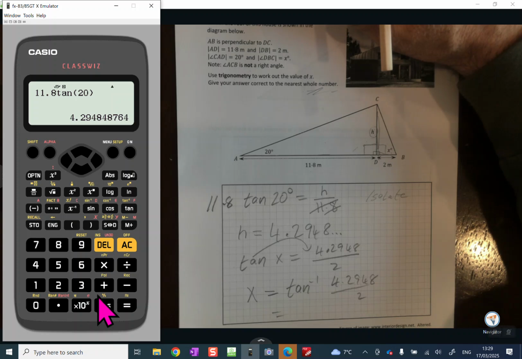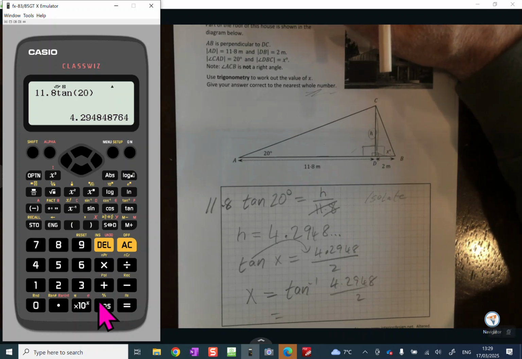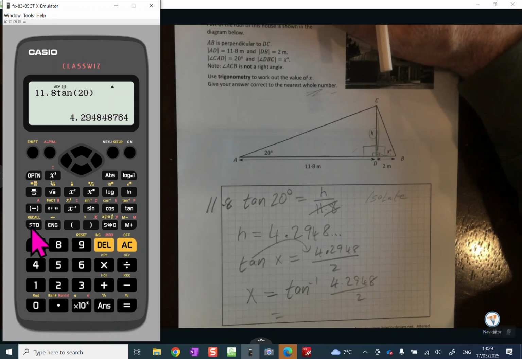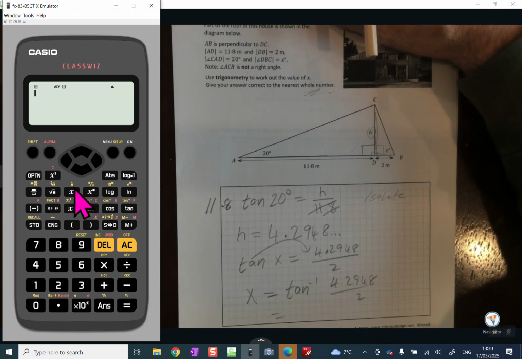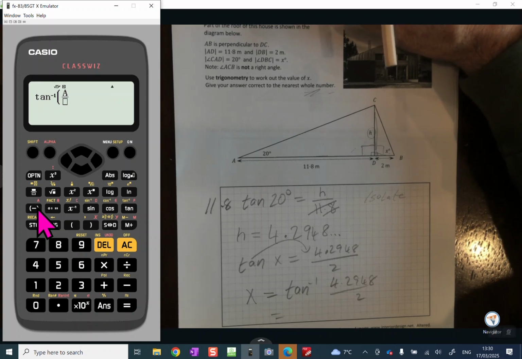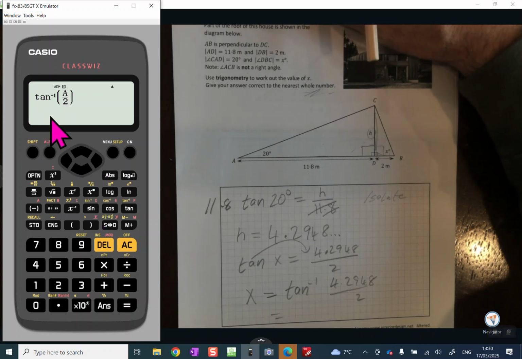Now I could use answer, but I think it's a very dangerous thing to do. I could also just store this h value. Now there's no h letter, but I can store it to any of these letters. I'll store it to A. That will allow me, when I do my inverse tan, not to have to key in those numbers all again. I go into my fraction bar and I can say recall A, or alpha A, which is my 4.2948. It's actually a bit more precise than that because it's the entire precision, all over 2. Come out from under the denominator and close my argument, the number going into inverse tan.